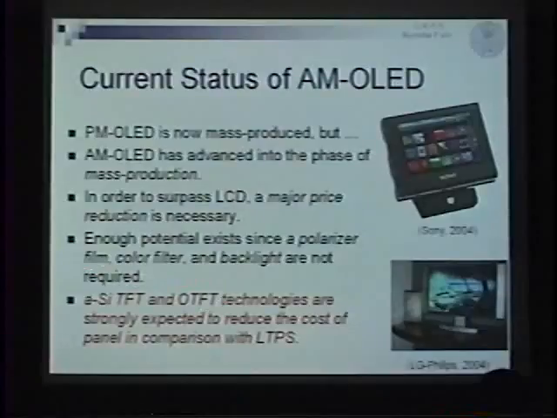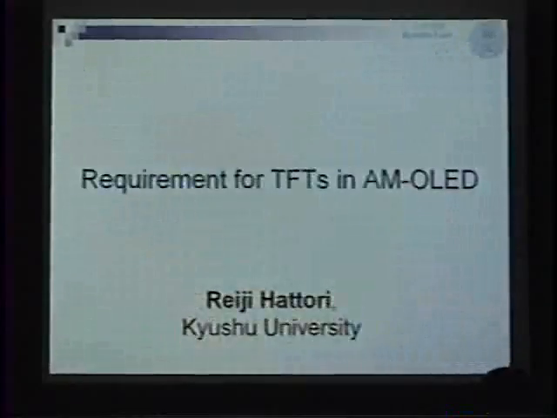But AM OLED has enough potential to do that because the polarizer film, the color filter, and backlight are not required. And displays using the low temperature polysilicon technology are a little bit expensive. So in addition, amorphous silicon TFT and OTFT technologies are strongly expected to reduce the cost of the panel in comparison with the low temperature polysilicon. Next, please.